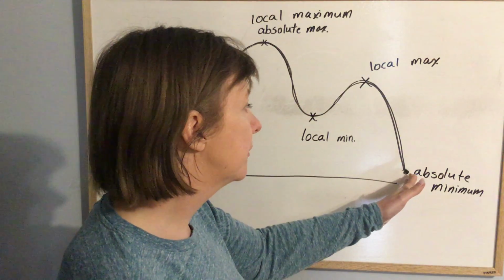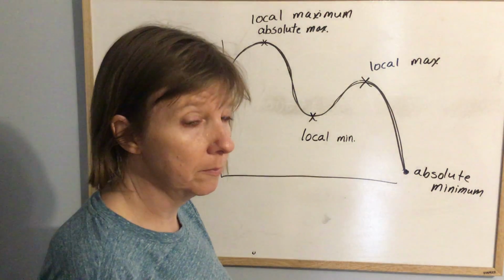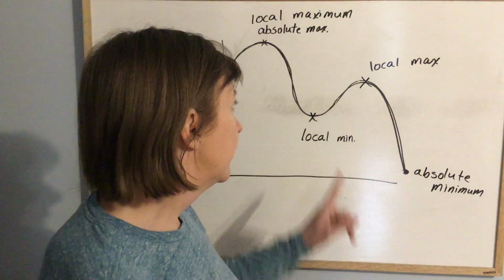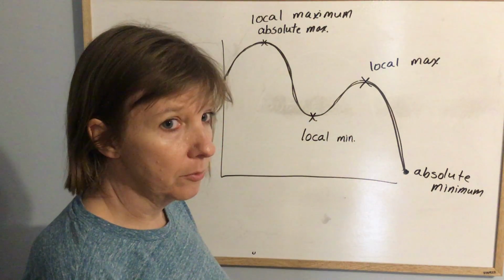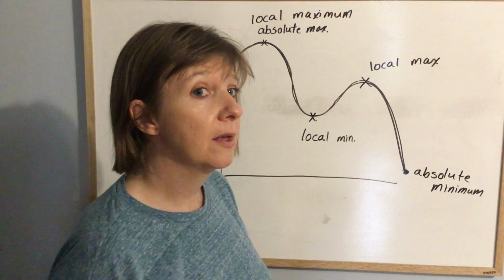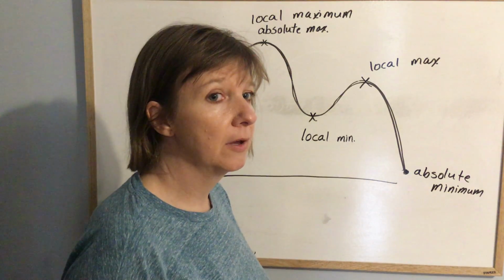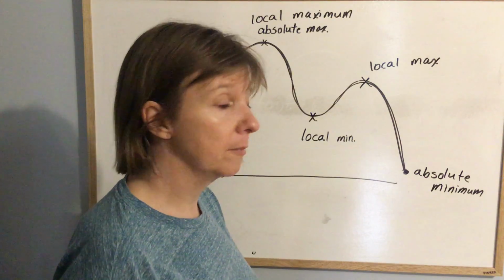If it just stops, okay, that's an absolute minimum. So this is a local minimum, but this is an absolute minimum. Now, sometimes a graph might not have an absolute maximum or an absolute minimum.